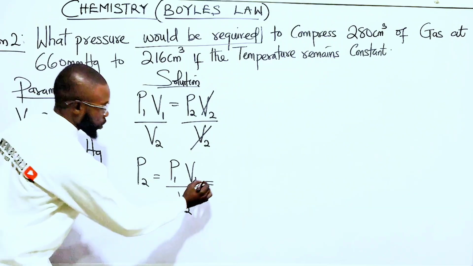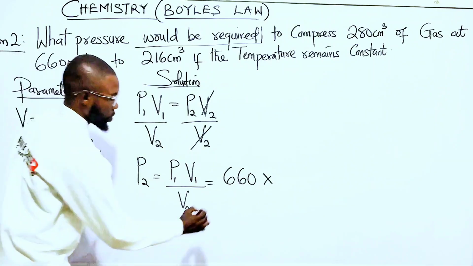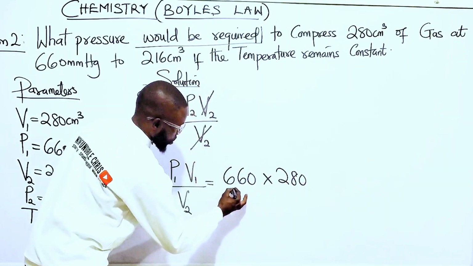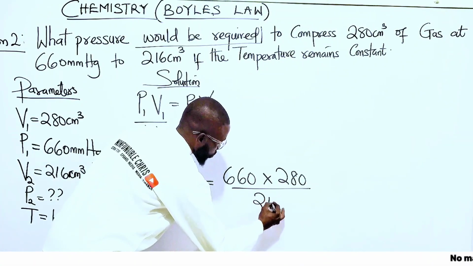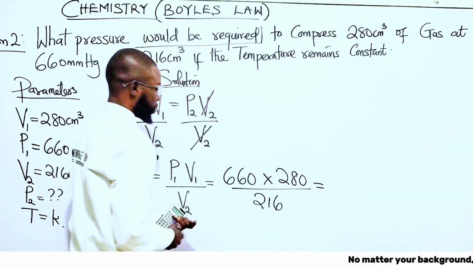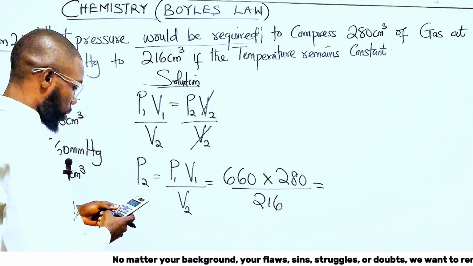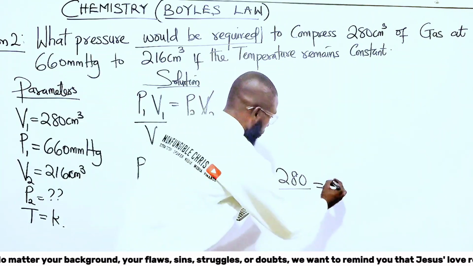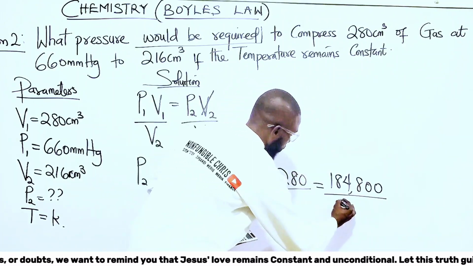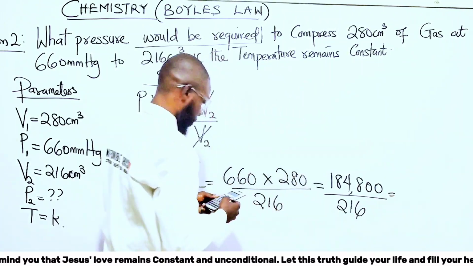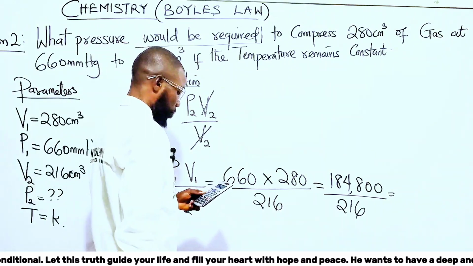So what our first pressure? First pressure is 660 millimeter mercury. 660 times what our V1? 280. All over what's our V2? 216. Alright, so let's multiply 660 times 280. Give us 184,800. 184,800 over what? 216. By doing that, what do we have? Divide by 216. I will have 855.5.